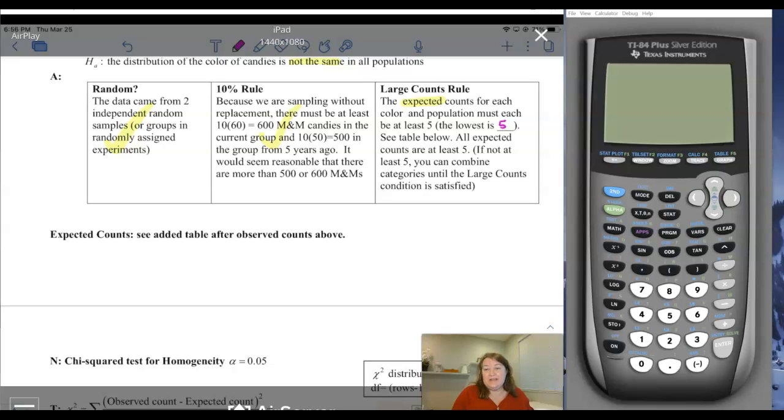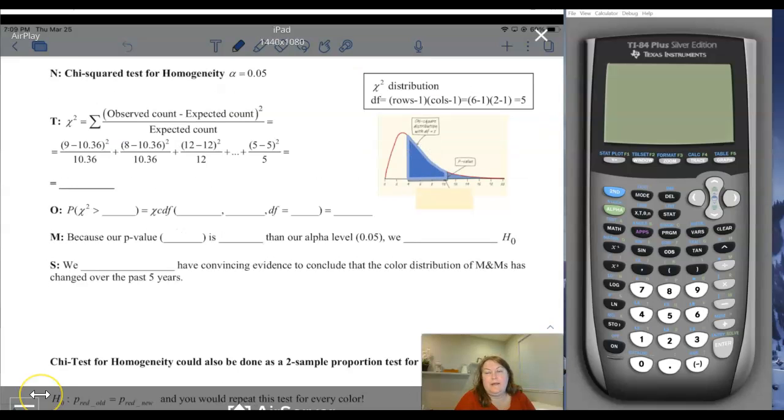Okay, next one is, what is the name of this? Our name for this is the chi-squared test for homogeneity. We put in the alpha level just like before. If they don't tell us, it's 0.05. The formula for chi-squared is the same as well. It's still observed minus expected, square that difference, and then divide it by the expected count. And then that sum symbol in front says we're going to add them all up, right?